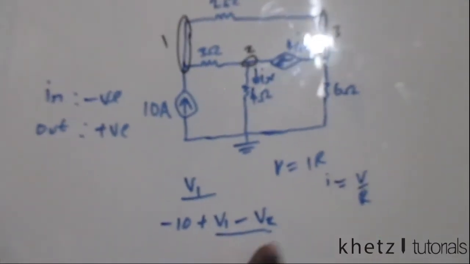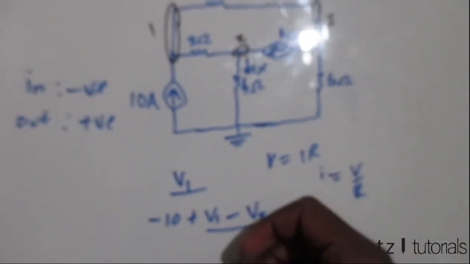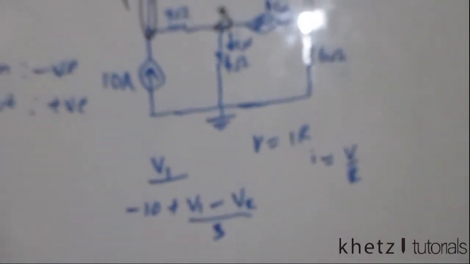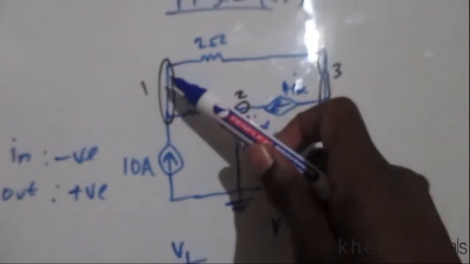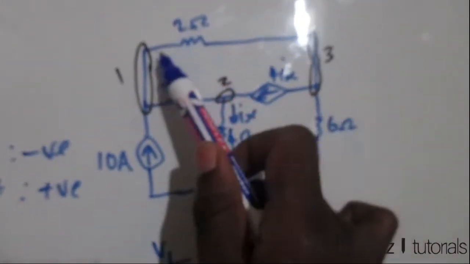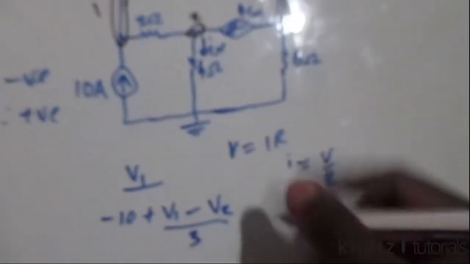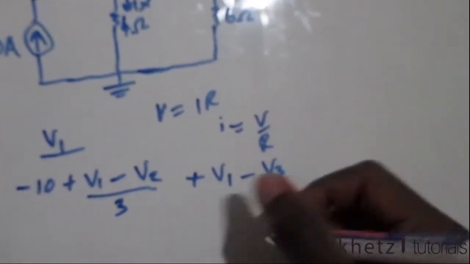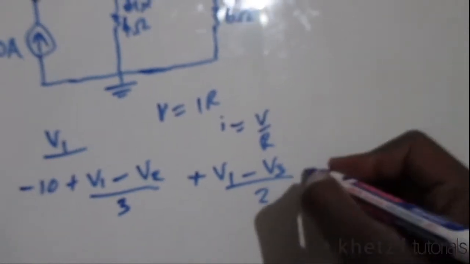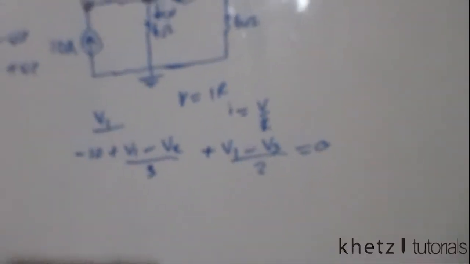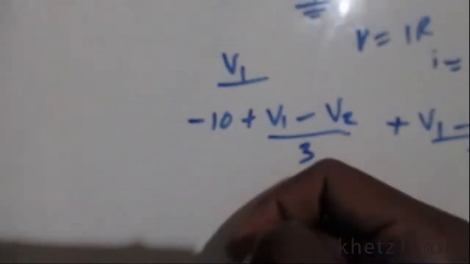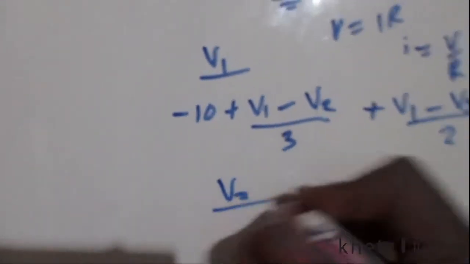So from V1 to V2, we have a current which passes through 3, right? And I'm going to do the same thing up here for the current which passes through the 2 ohms. So between node 1 and node 3, we have 2 ohms, and that should amount to 0, right? So that's for the first node, node 1. So let's go to node 2, or V2.